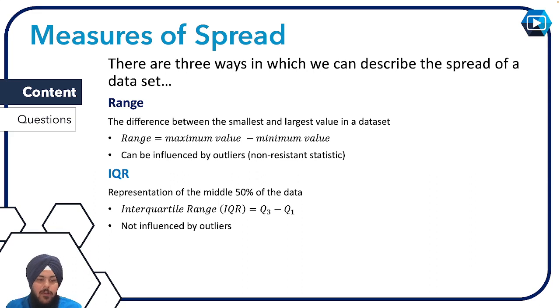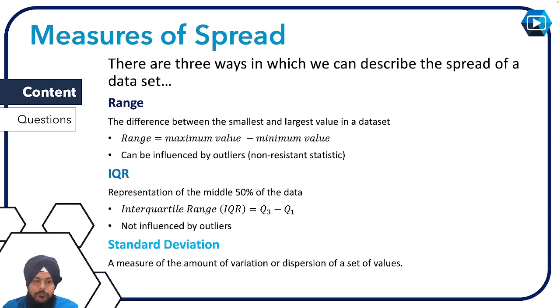So the interquartile range is a representation of the middle 50% of the data. We've already looked at the formula to calculate the interquartile range, but it's essentially just the Q3, or the upper quartile, minus the lower quartile. And since this represents the middle 50% of the data, any values in the extremities will be ignored. Therefore it will not be influenced by outliers and is thus a resistant statistic.